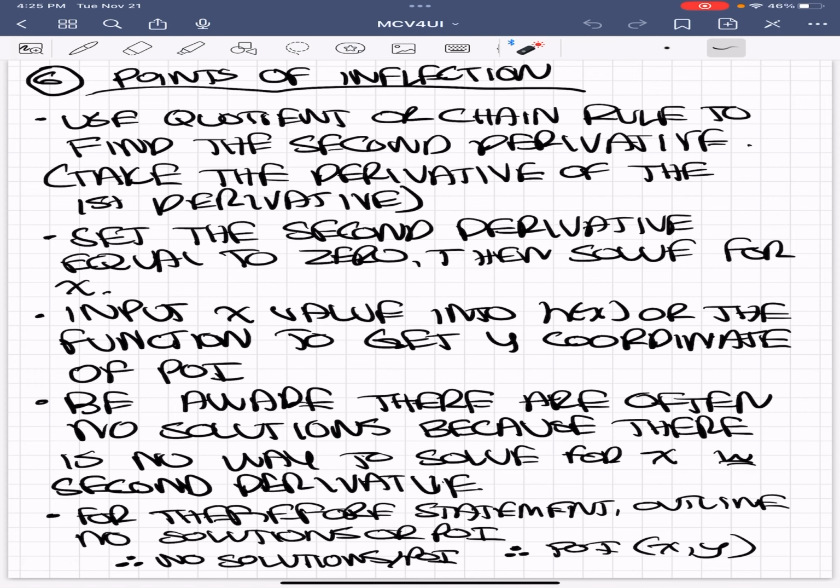So for this one, we'll use the quotient or chain rule to find the second derivative. Take the derivative of the first derivative. Set the second derivative equal to 0, then solve for x. Input x values into h of x, or the function, to get the y-coordinate of the POI. Beware that there are often no solutions because there is no way to solve for x with the second derivative. And then for therefore statement, outline no solutions, but it will depend on the question.